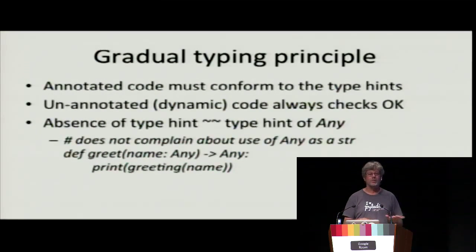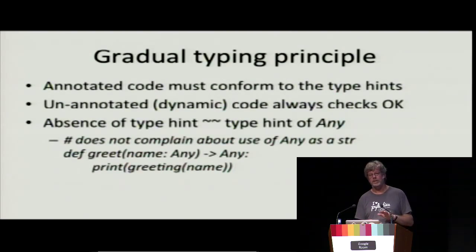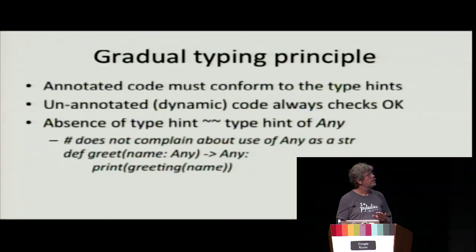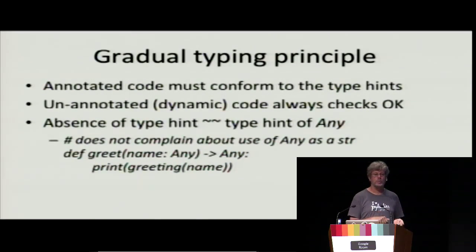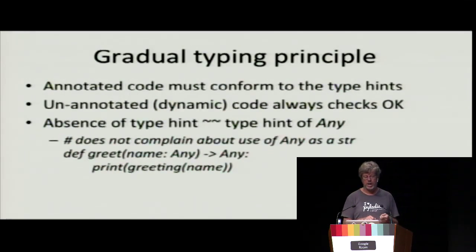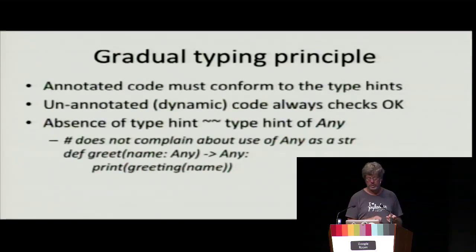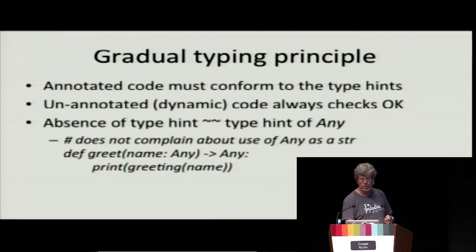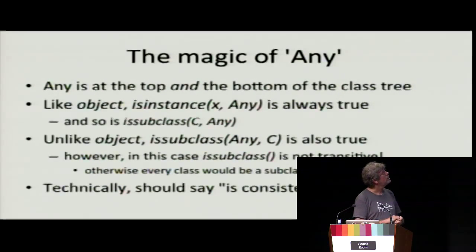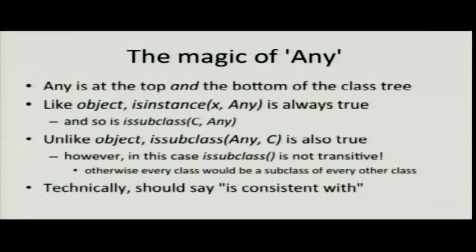There are some hand-wavy things here because there are some subtle differences, but basically there is this magical type named Any, which is different from the also somewhat magical type named object. And the absence of annotations in first approximation can be seen as annotate everything with the type Any. And Any has a bunch of magic properties, and I'll get to that. Any is confusingly both at the top and the bottom of the type hierarchy, really.